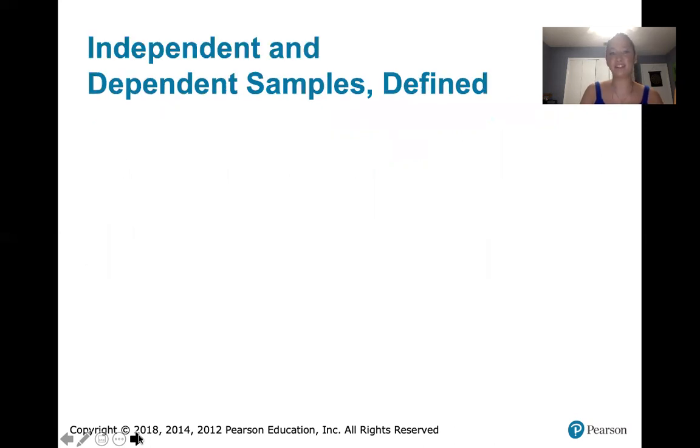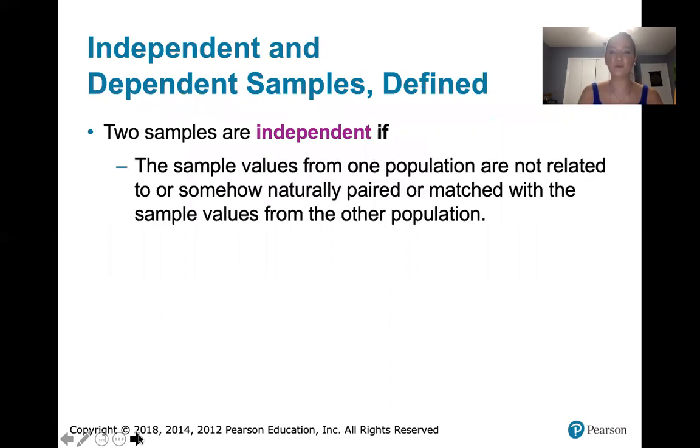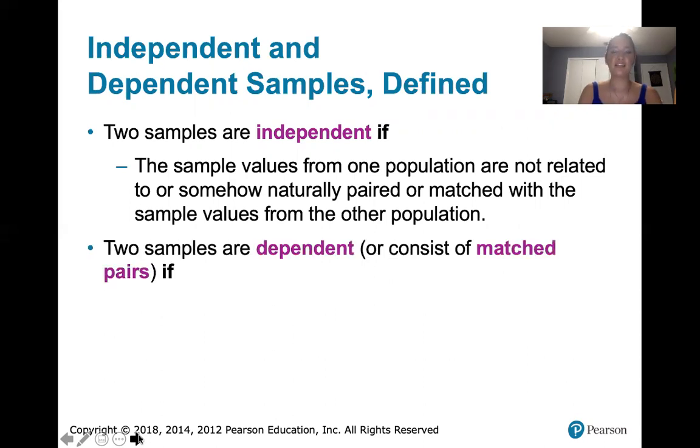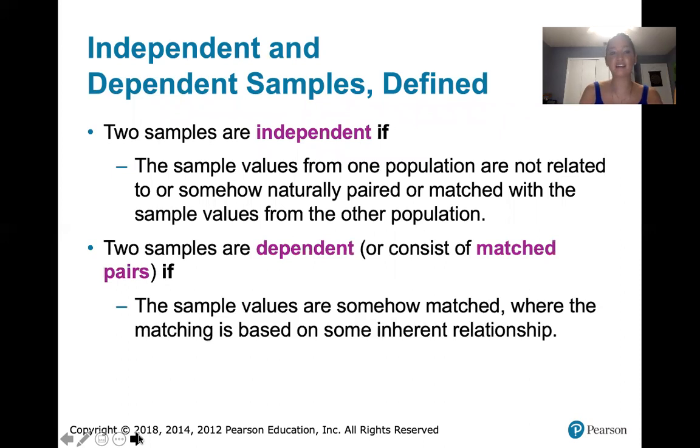So here are the definitions of these two terms. We say that two samples are independent if the sample values from one population are not related to or somehow naturally paired or matched with the sample values from the other population. We say that two samples are dependent, or that they consist of matched pairs, if the sample values are somehow matched, where the matching is based on some inherent relationship.